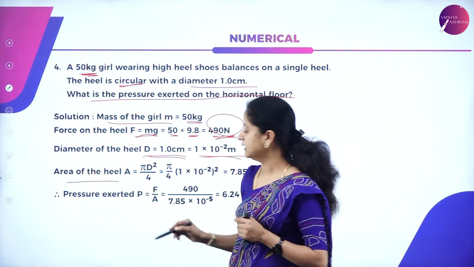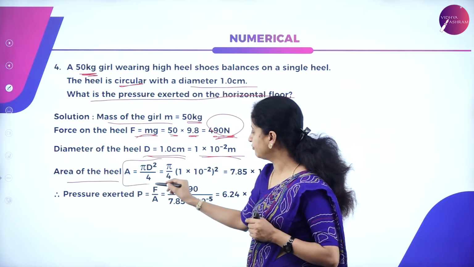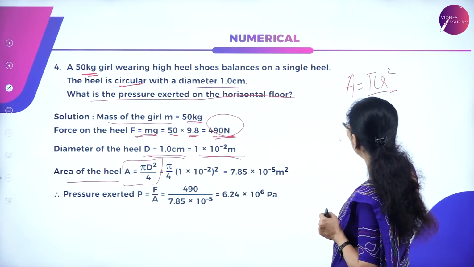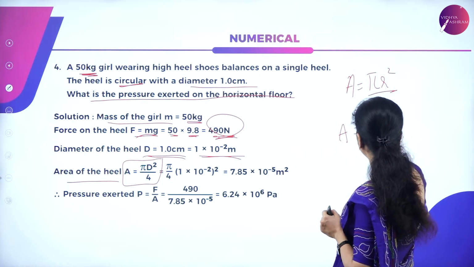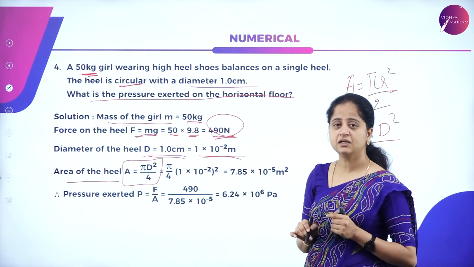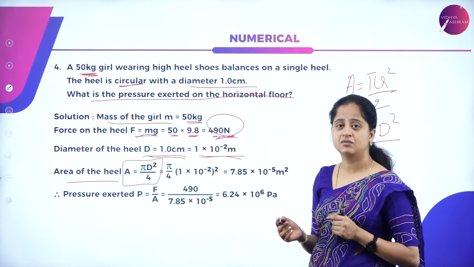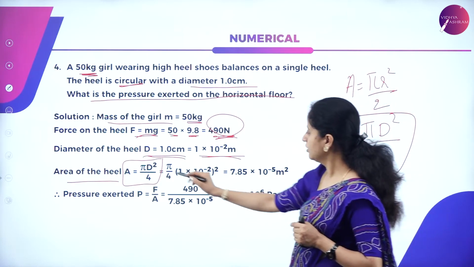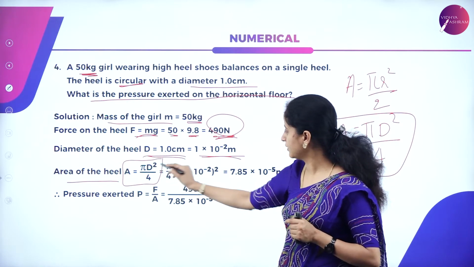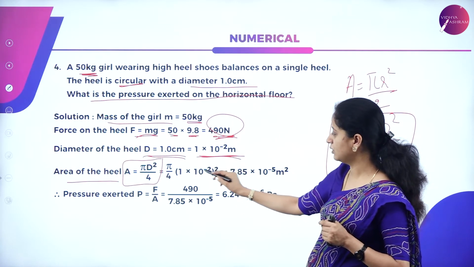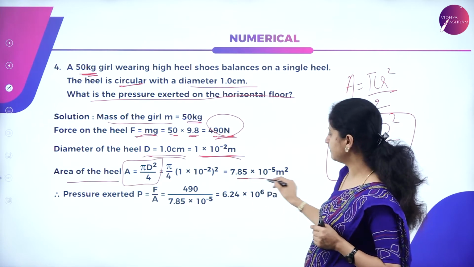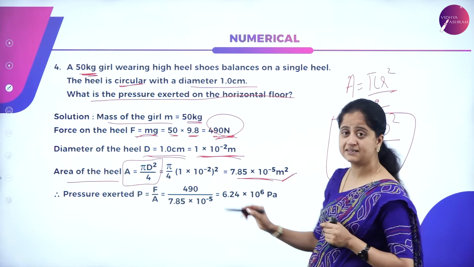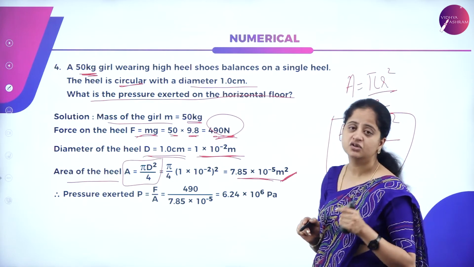So area of the heel is nothing but pi d square by 4, because area is pi r square, or it can be written as pi d square divided by 4, because we know diameter is equal to twice the radius, or radius is equal to diameter divided by 2. So we can even write it as pi d square divided by 4. So it is nothing but pi by 4, and what is the diameter? 1 into 10 power minus 2 the whole square. So simplifying this, we will get 7.85 into 10 power minus 5 meter square. Since it is area, the unit is meter square, should not forget.